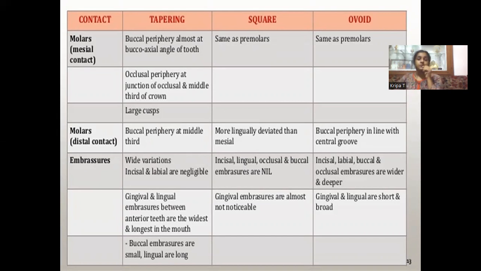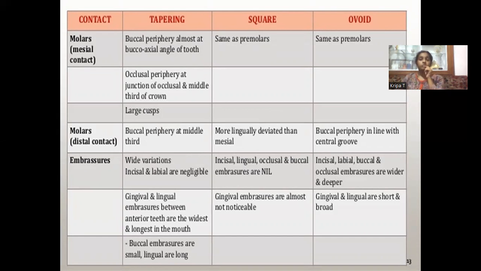Regarding embrasure, for tapering, wide variation of incisal and labial are negligible. Gingival and lingual embrasure between anterior will be the widest and the longest in the mouth. Buccal embrasures are small, lingual.